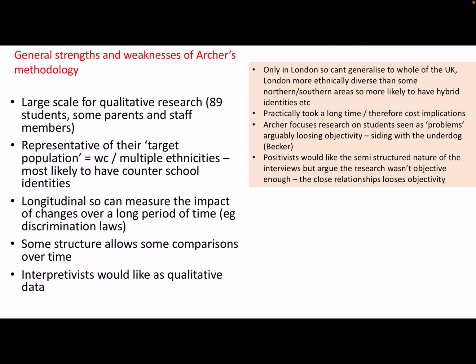So yes, it's large scale for qualitative research: 89 students and parents and staff. Therefore, it's very representative of their target population, which was working class, multiple ethnicities, and they're more likely to have counter or anti-school identities. Another big strength is it being longitudinal, which means you can measure the impact of changes over a long period of time, such as the introduction of discrimination laws or big shifts in social attitudes. The fact that it's semi-structured means there is some structure, so it allows some comparisons over time, which positivists would like. And interpretivists would like it, as it is ultimately collecting lots and lots of qualitative data.